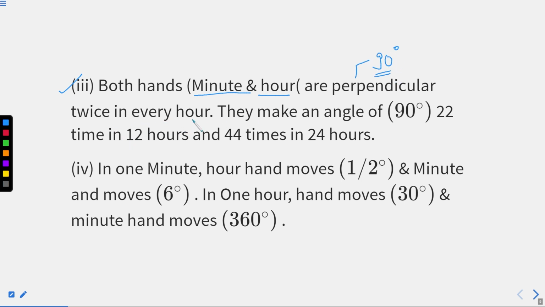Twice in every hour. How many times? That is 2 times, right? In every hour, they make an angle of 90 degrees. It means 22 times in 12 hours, so on, 44 times in 24 hours. I hope this part is also clear.